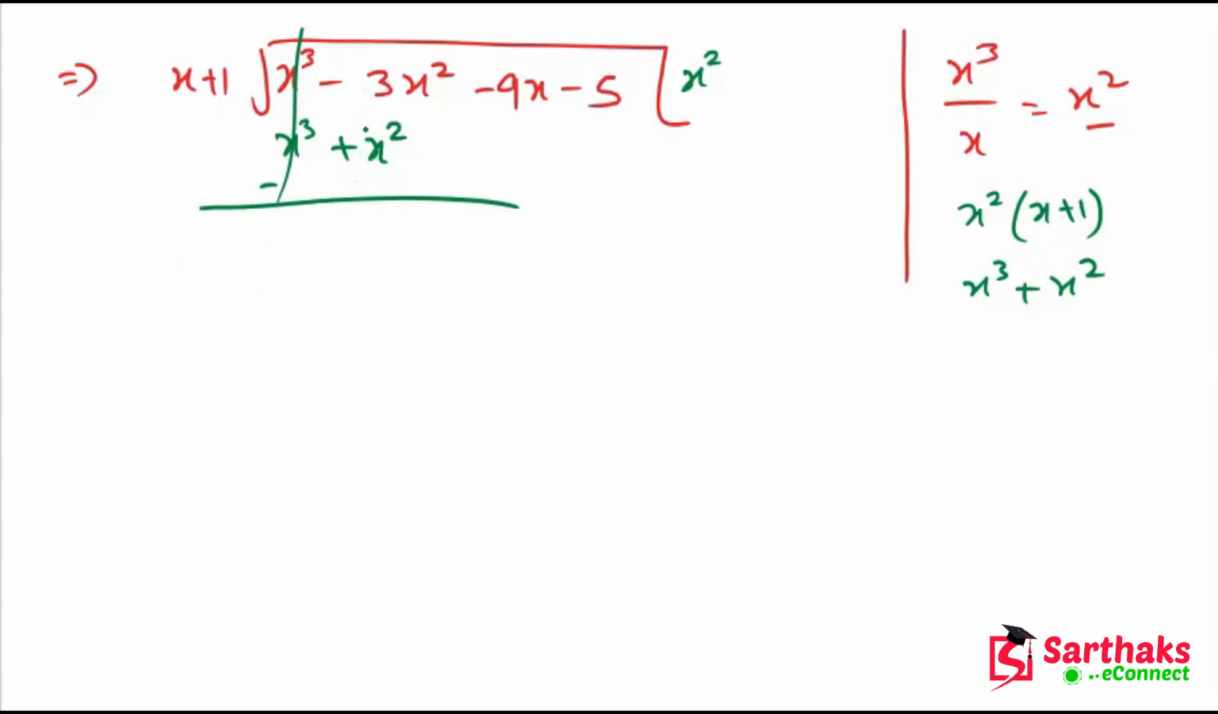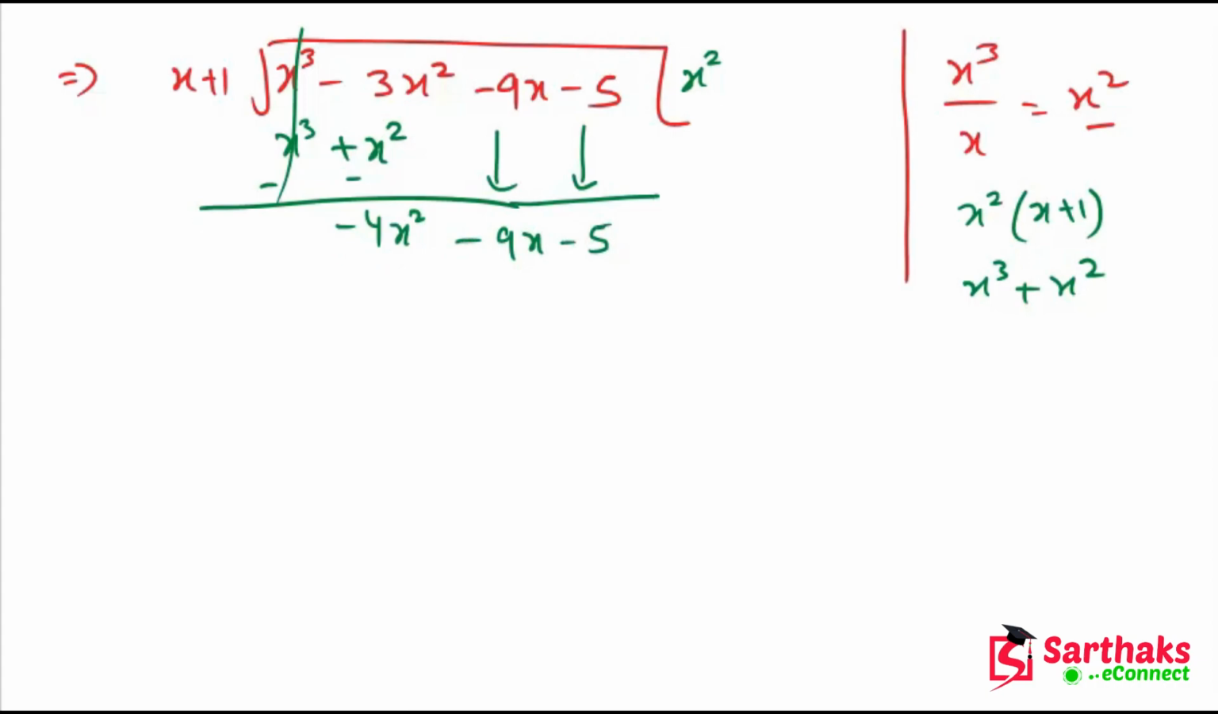And here, if we subtract this, so minus 3x square minus x square, we get minus 4x square. And all the terms will be same. Minus 9x minus 5. Now this is the new dividend.